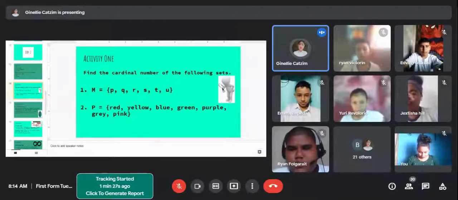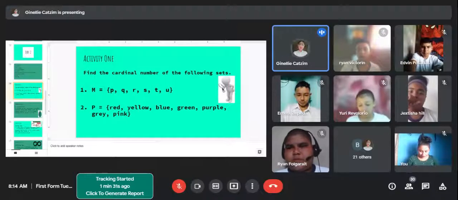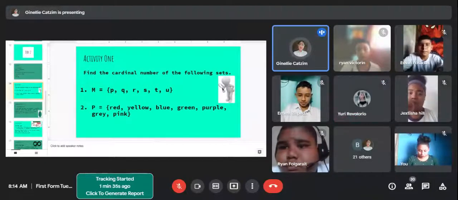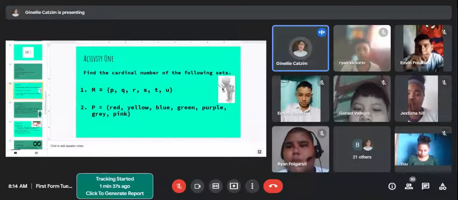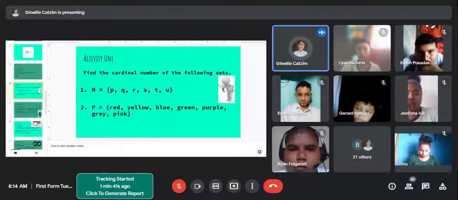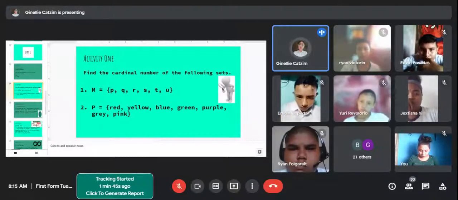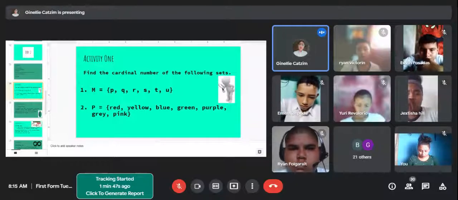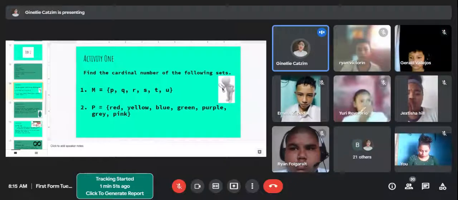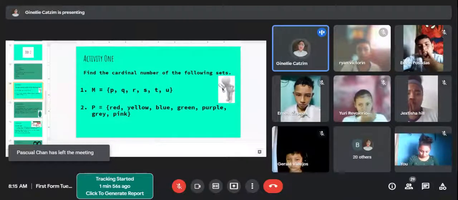Basic rules, activity 1: find the cardinal number of the following sets. We just have 2 sets there. Okay, so in the chat box, send the answer for number 1 and number 2. This is your activity 1 in your assignment, so please take note of it. I forgot to put it here, but this is number 1 of your activity 1.